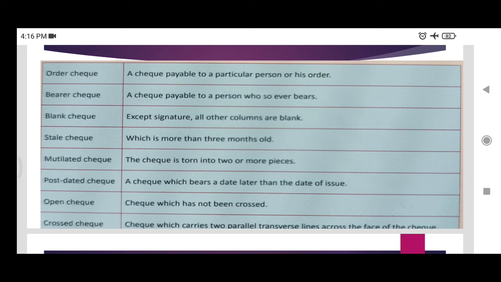Next one is the mutilated check. What is the meaning of mutilated? Mutilated is nothing but torn. Whichever check is torn into two or more pieces, such a kind of check we call a mutilated check. Next one is post dated checks. For example, while you are giving the check, if you give it for a post date, I mean a future date, such a kind of check we call a post dated check.